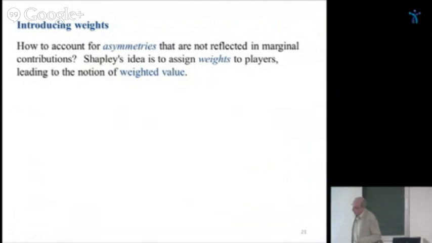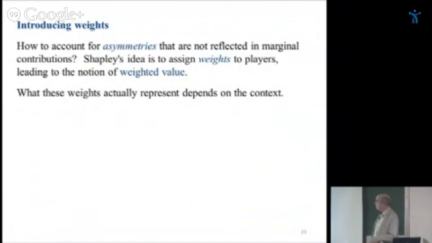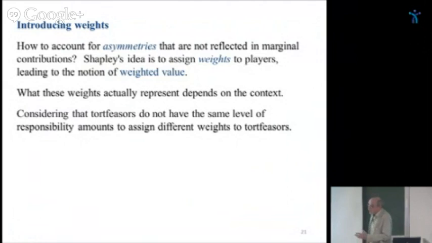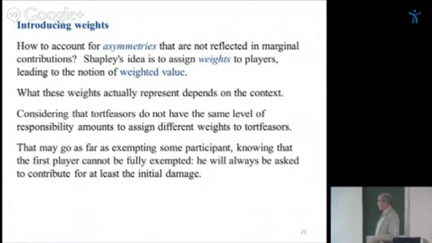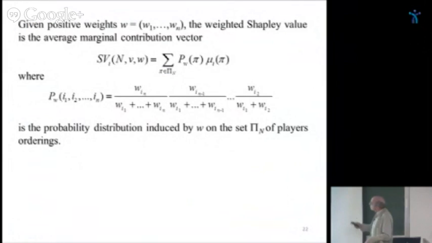Shapley already in 1953 introduced the idea of weights that led to the notion of weighted value. And what these weights represent depends, of course, on the context. There are a few examples. Not many applications I know of the weighted Shapley value. So here, a judge may assign weights to tortfeasors, and that can go as far as exempting some participant from contributing. So just to recall, we have a vector of weights.